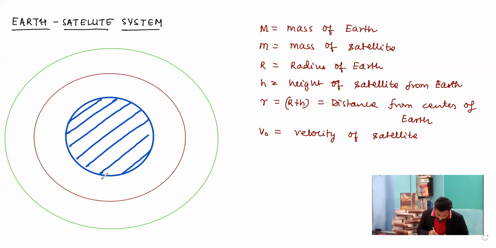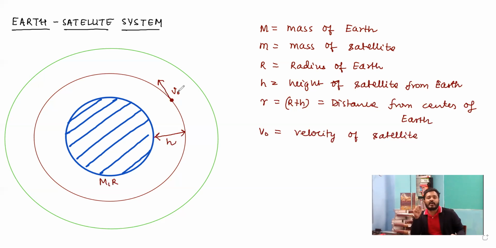So the mass of Earth is M, radius of Earth is R. The satellite is at a height h above the surface of the Earth, and it is moving in this particular path with a velocity v naught. The light green circle, or the region which I have marked, is the region where the Earth's gravitational influence nullifies itself. Over here, the first thing which I wish to say is the equilibrium of the satellite.